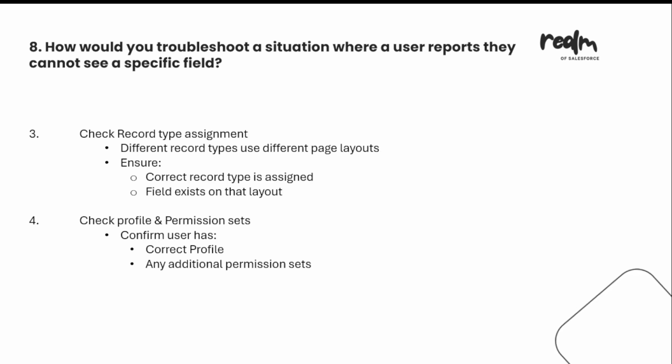I'll also check the record type assignment. Different record types use different page layouts. We can identify whether the correct record type is assigned and whether the field exists on that layout or not. Also, at last, we can check the profile and permission set of the user, whether the user has the correct profile or if any additional permission set is required. So these are some of the steps we can follow to debug why the user cannot see a specific field.